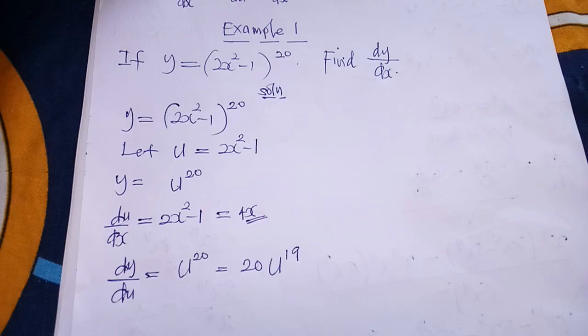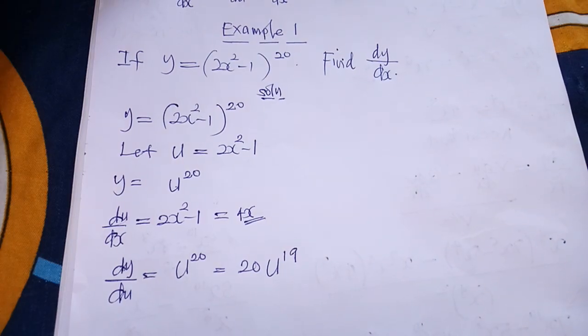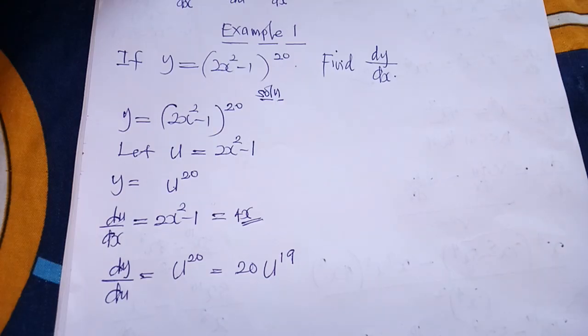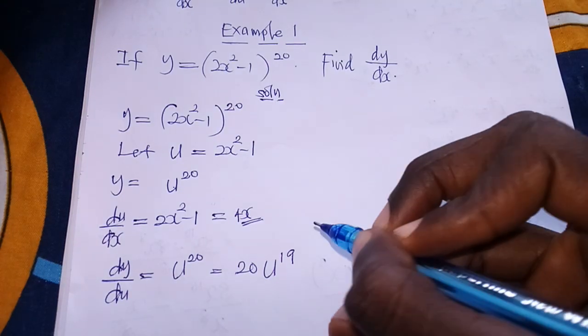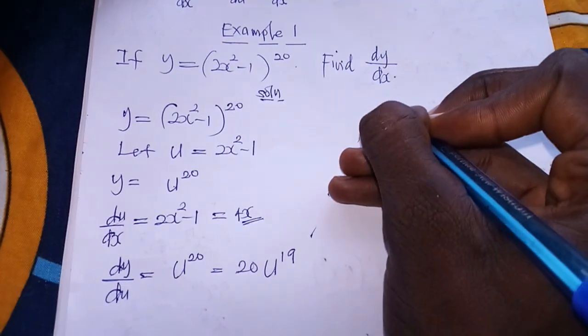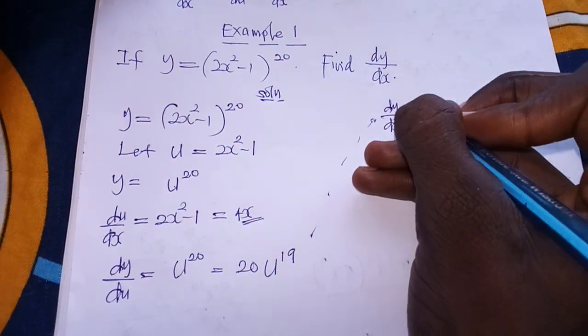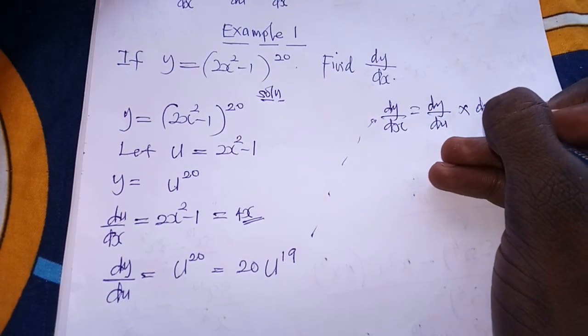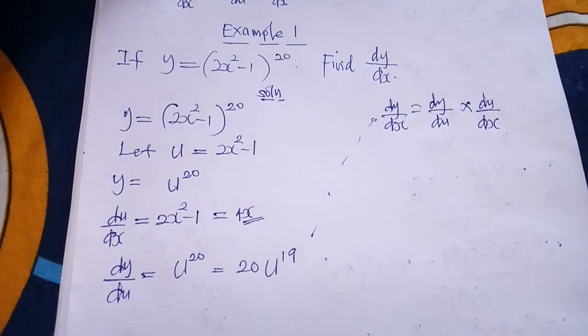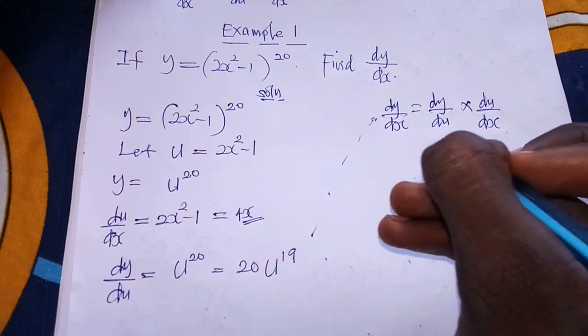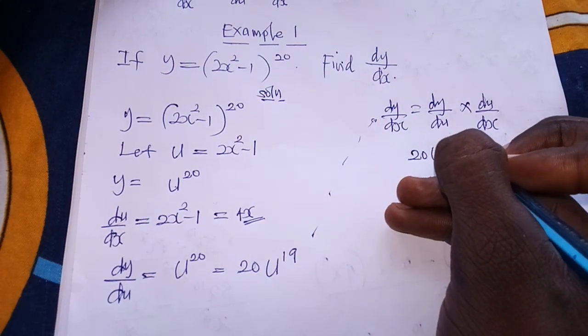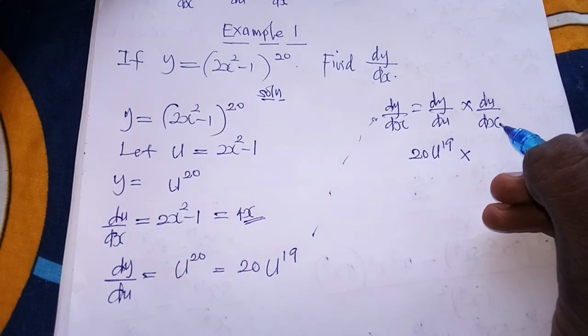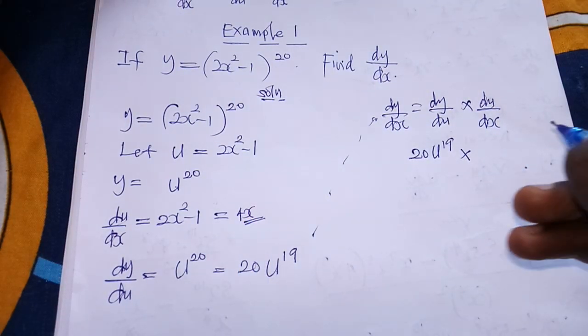Okay. Now from this point, we just need to apply the differentiation formula. We say dy upon dx then becomes dy upon du multiplying by du upon dx. Now if you are substituting, what is dy upon du? It is already 20u raised to the power 19, multiplying by what is du upon dx? It is clear, 4x.